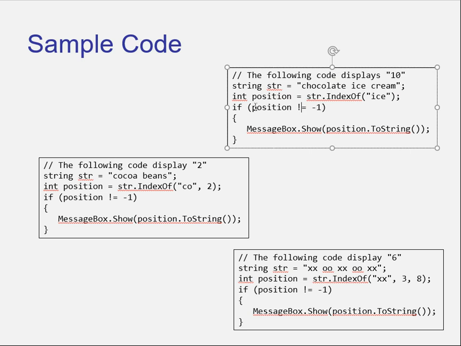If it was found, then display the message where it was found. So this is our syntax here. Is the position, was it found? That was 10. As long as 10 is not -1, which means it wasn't found, if that's correct, then let's display where it was located.